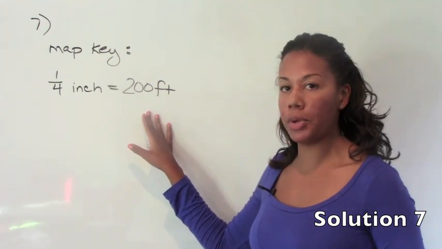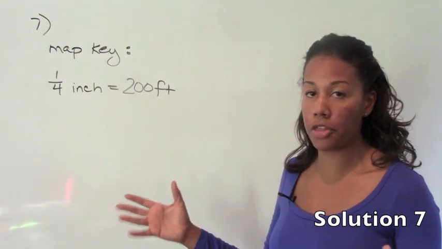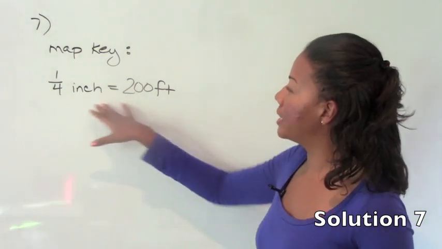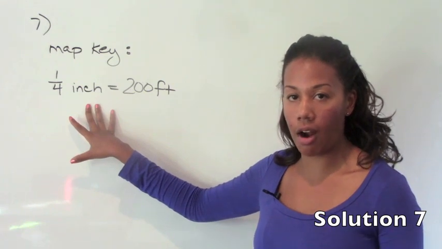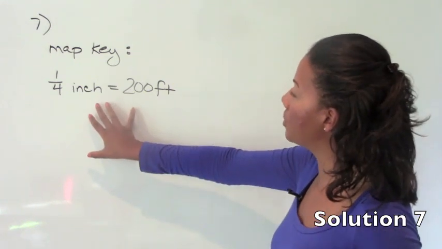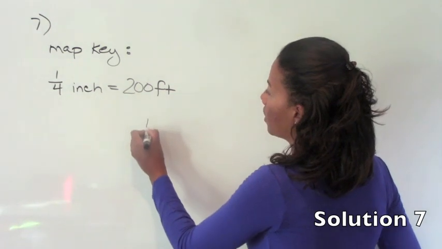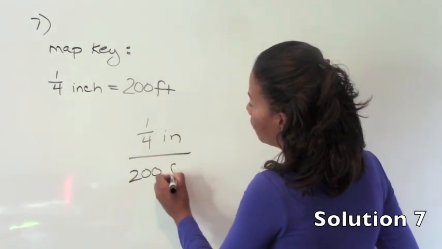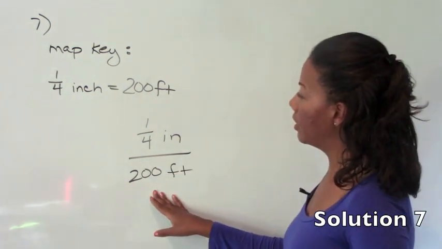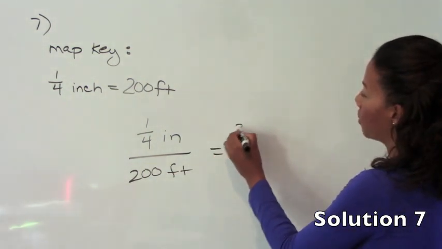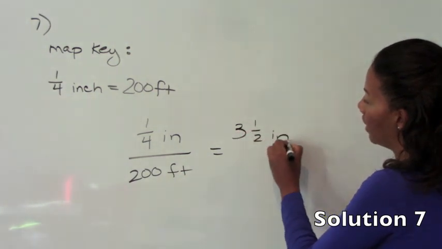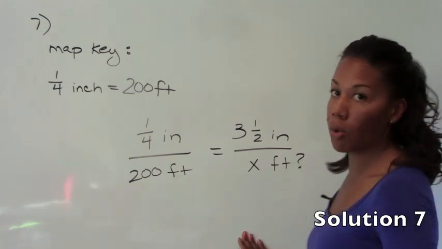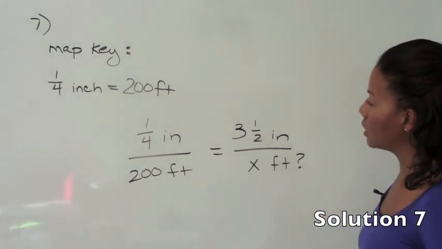And based on the map, we know that the water slide and the roller coaster are 3.5 inches apart. So the map is in proportion to how things actually are at the amusement park. So what you want to do here is set up a proportion. 1/4 of an inch on the map represents 200 feet in reality. And what we have is 3.5 inches, and we want to know how many feet that represents. So this is a simple proportion, and all we have to do is cross multiply.